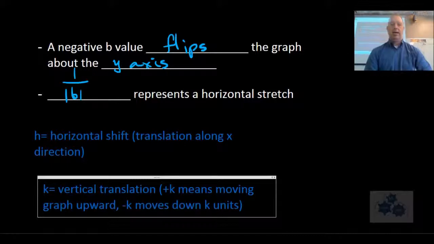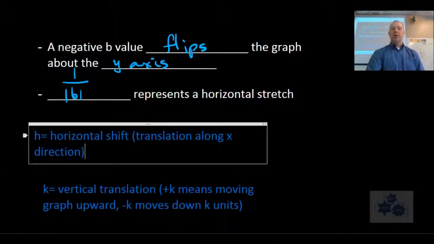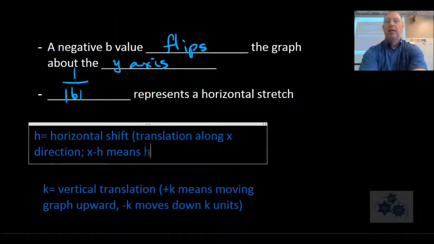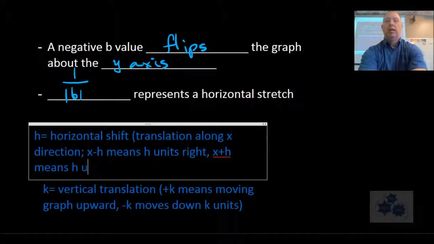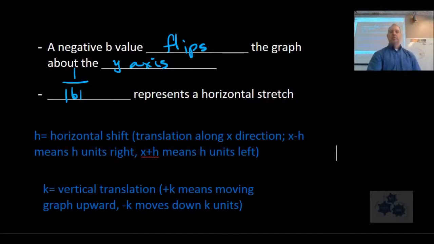Okay? And maybe we need to make that note on h too about how it moves. So let's just do that. So horizontal shift, right? If we have x minus h, it means h units to the which direction? Right. x plus h means h units left. So it's sort of opposite world right there, right?